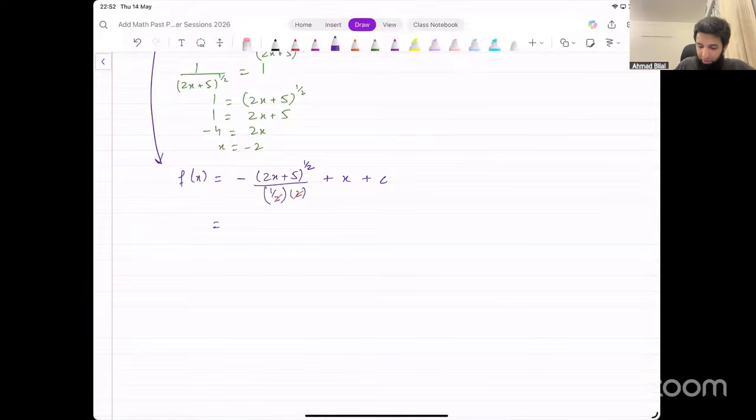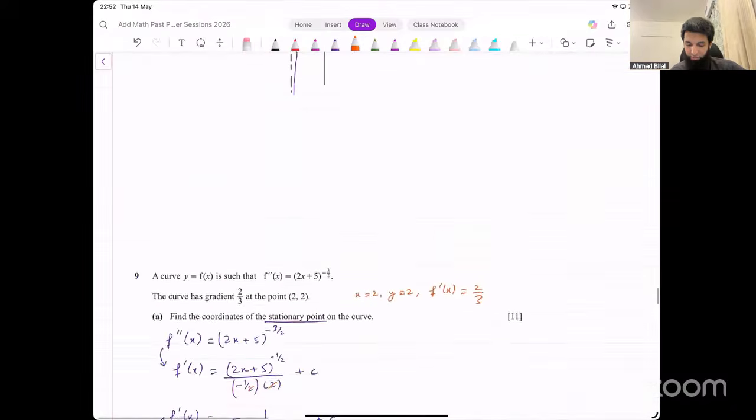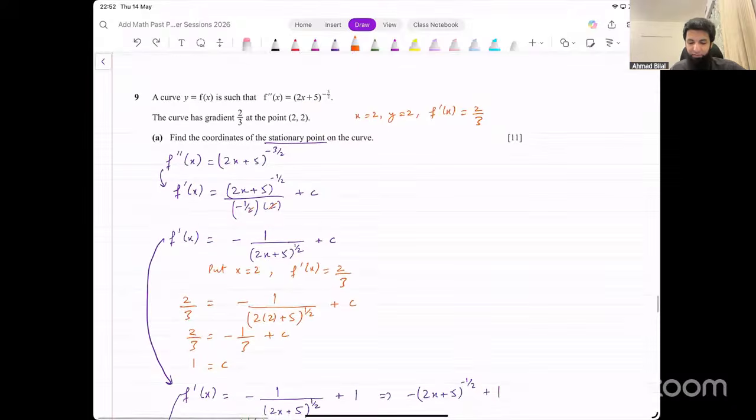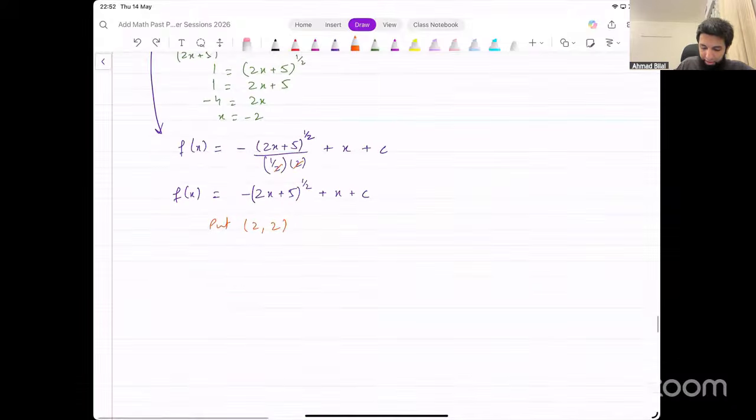Okay, now it becomes minus 2x plus 5 whole raised to power 1 over 2 plus x plus c. That is the function that we're getting. Let's input that point now. We were given that x is equal to 2 and y is equal to 2. We have this point given. Input that point, and that gives us 2 equal to minus into 2 plus 5 whole raised to power 1 over 2 plus 2 plus c.